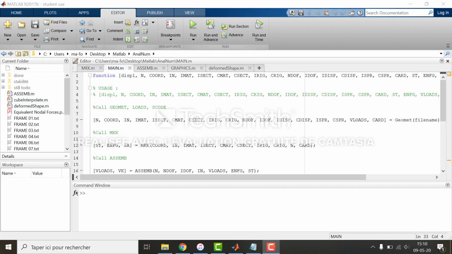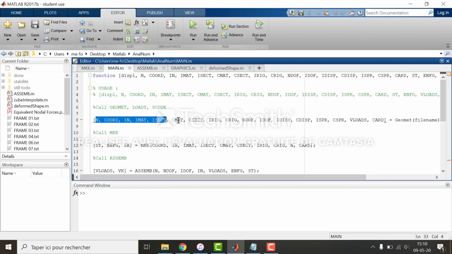Hi, this is a small video to show my most ambitious finite element code so far. It's about structure modelization. We take as input, so this is the main function, it first reads by the call of geomet the structured frame.